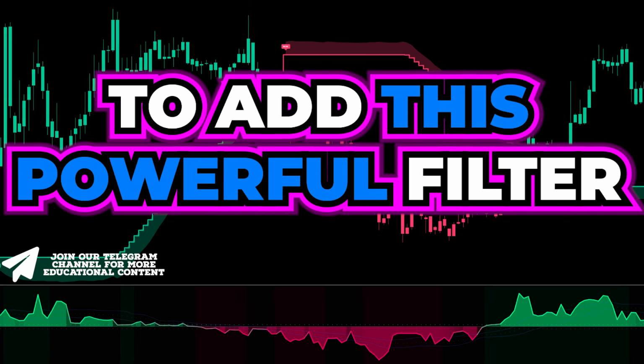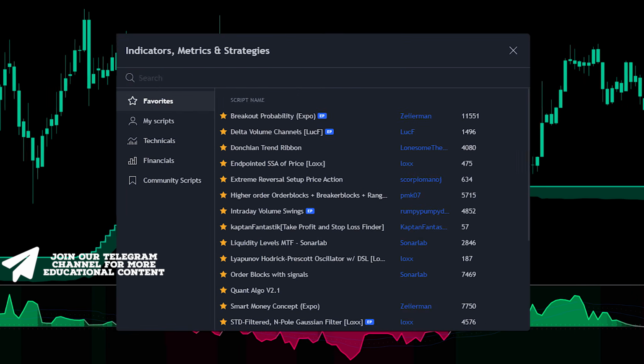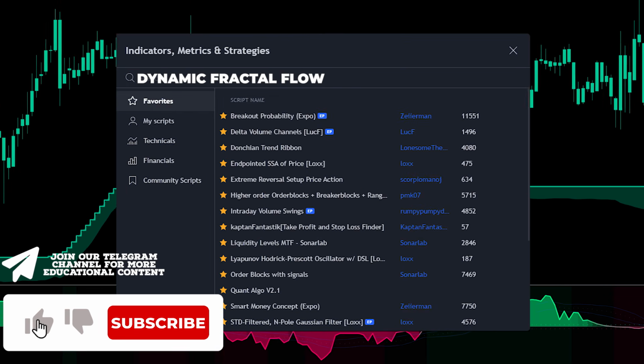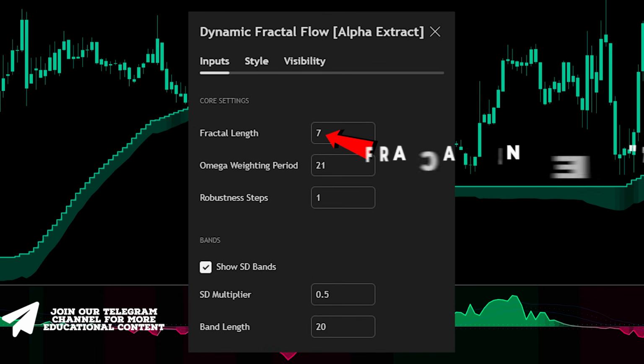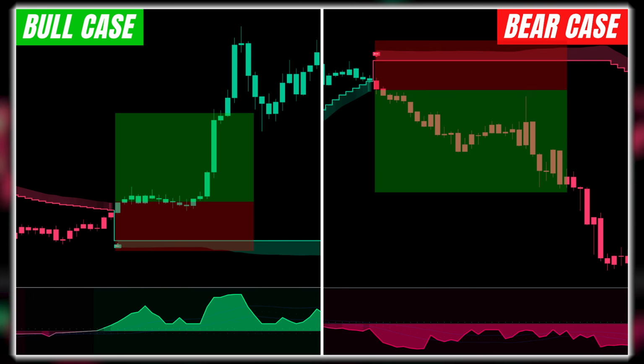To add this powerful filter, go to the indicator window, search for dynamic fractal flow, and select the one displayed here. For effective filtering, change the fractal length to 7. Here are textbook examples of long and short trades following our recommended risk management rules, with the stop placed beyond the most recent swing low or high, while targeting a 1.5 to 1 risk-to-reward ratio.